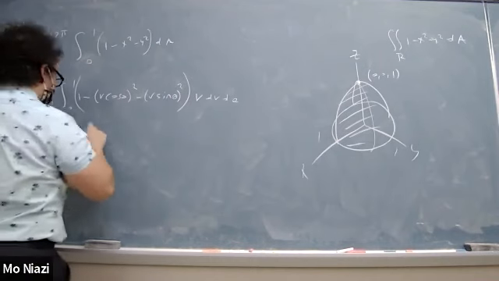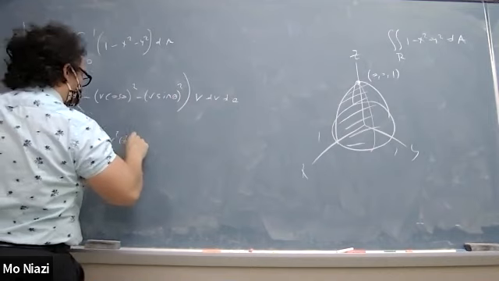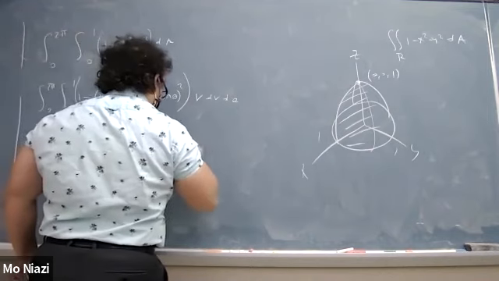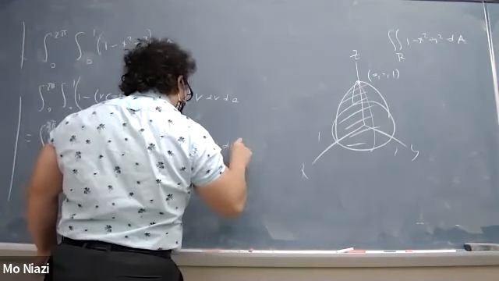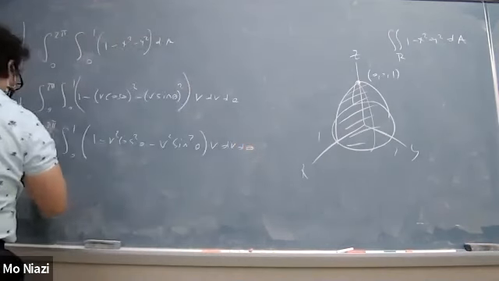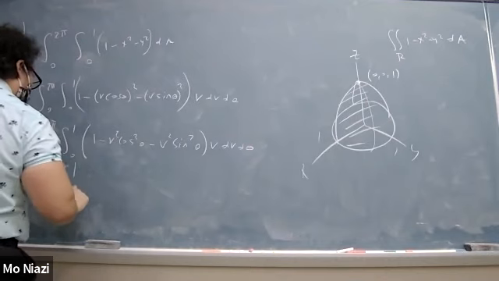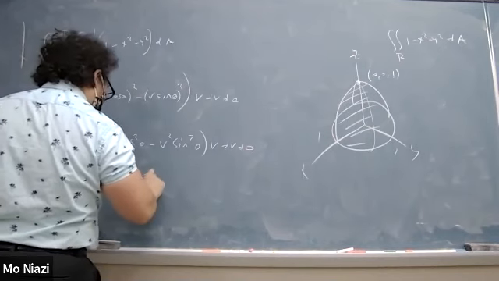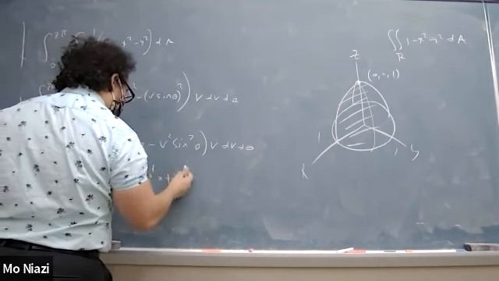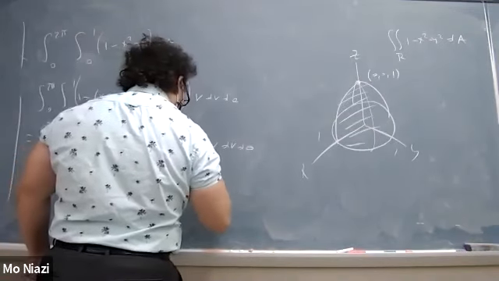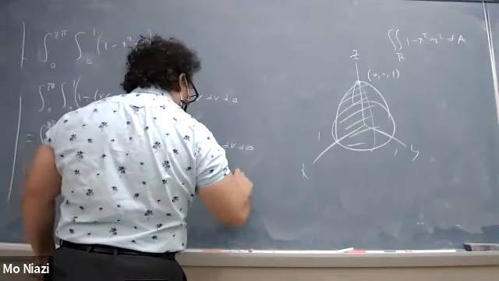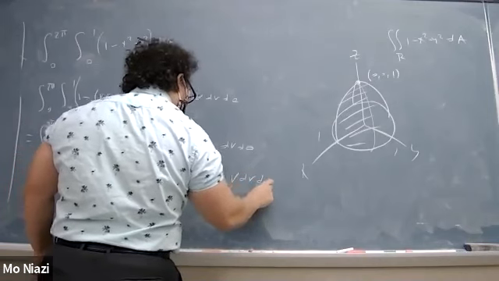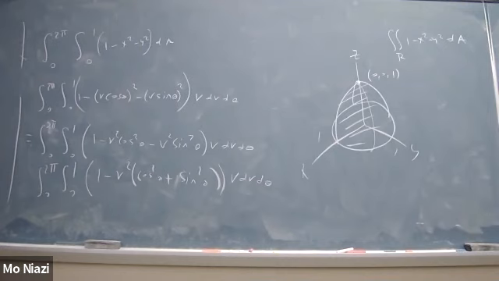It's worth a mention. 1 minus r squared cosine squared theta minus r squared sine squared theta, r dr d theta. Notice that when we factor out r squared, I get cosine squared theta plus sine squared theta. And when I said factor out r, I meant a negative r. And so if I factor out a negative r, this becomes a plus, doesn't it?